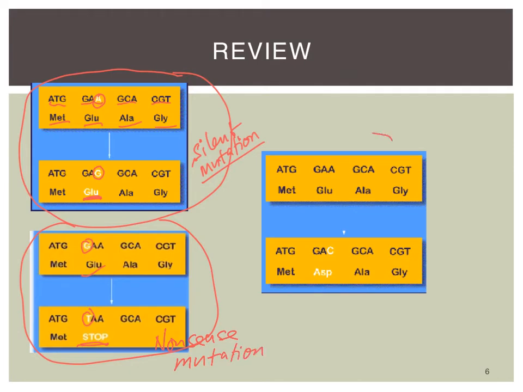And last, on this one, the mutation here, A gets replaced with a C, and rather than getting glutamine, we're getting aspartame, which is a different amino acid. The rest of the chain remains the same, but because this is a different amino acid, it's going to tweak the structure of the protein enough that it would be non-functional. And this is a missense mutation.